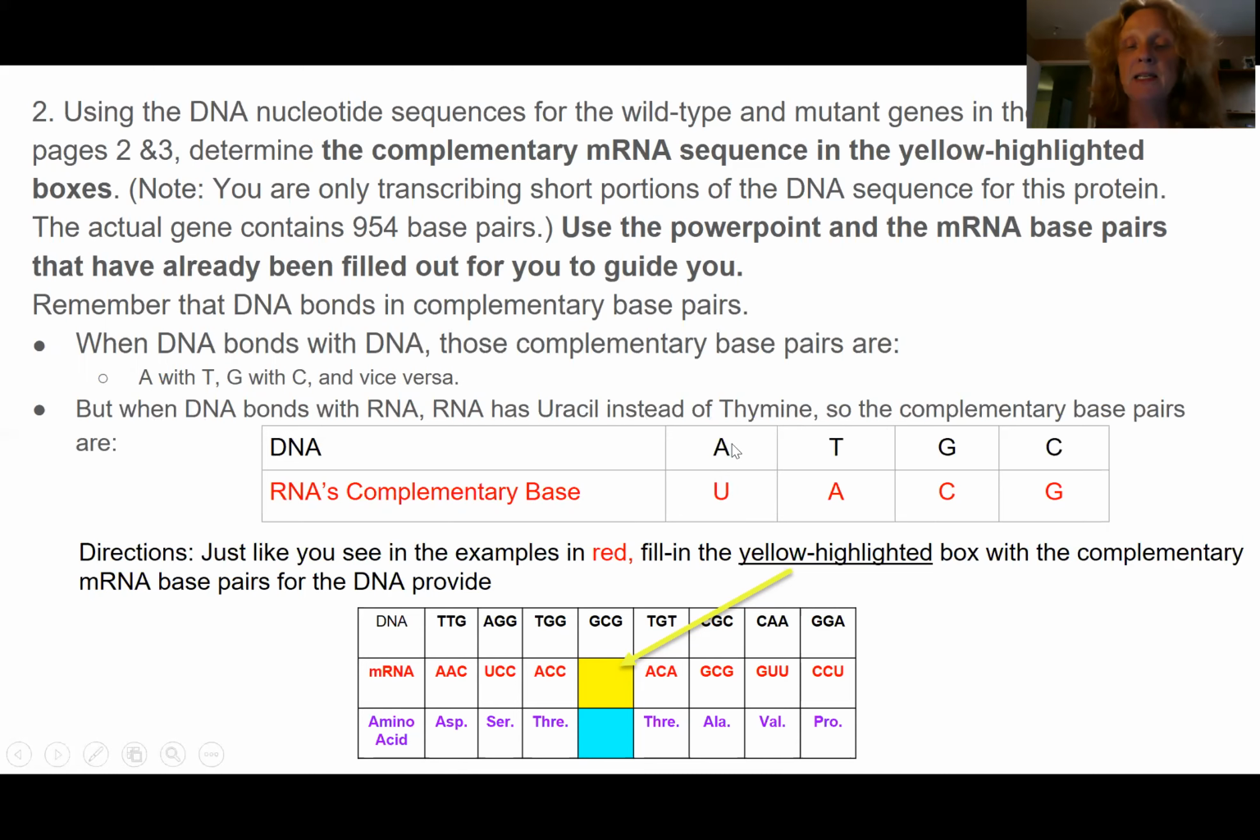So what's going to happen is A is going to bond with U instead, okay? And T will bond with A, okay? So you're supposed to figure out, first of all, what that mRNA would be, okay?